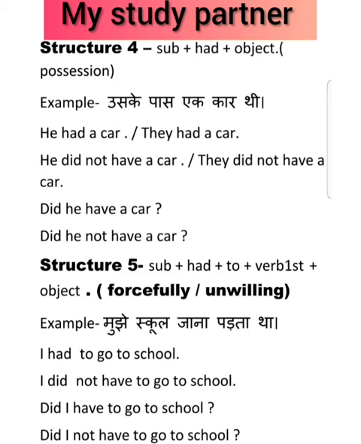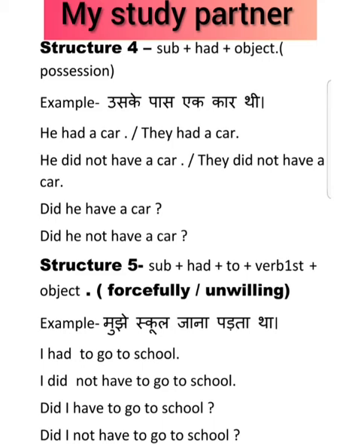Now we'll move on to structure number fourth. Again it's the same thing. Earlier we had have and has. So now we have replaced both of them with had. You can see subject plus had plus object, and this sentence we had learned already, that it's about possession, when somebody possesses something. Here is an example: "उसके पास एक कार थी," he had a car. It's past, but we are talking about that he was having something, so about his possession. So that is like he had a car.